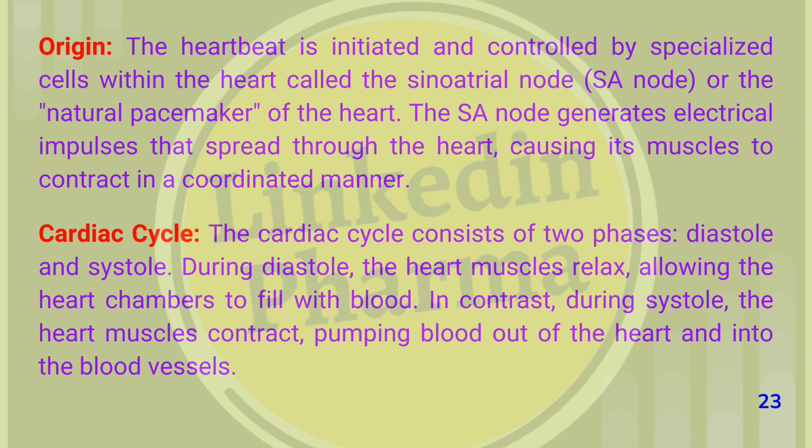Cardiac cycle. The cardiac cycle consists of two phases, diastole and systole. During diastole, the heart muscles relax, allowing the heart chambers to fill with blood. In contrast, during systole, the heart muscles contract, pumping blood out of the heart and into the blood vessels.